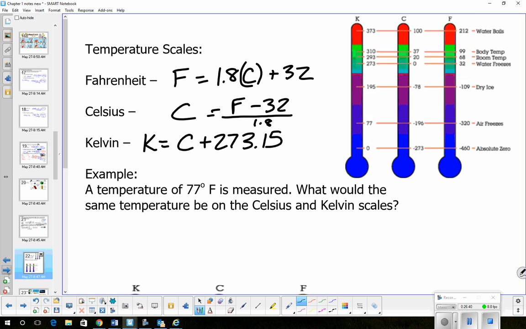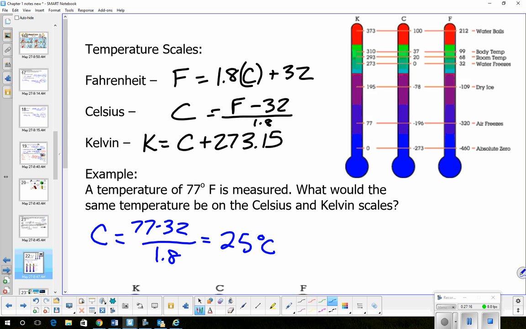Okay, so if we have a temperature of 77 degrees Fahrenheit, what would the same temperature be in Celsius and Kelvin? So we're just going to throw it into the example here and make it work. So to get Celsius, we would go 77 minus 32 divided by 1.8. Get an answer. What do we got? So 77 is a good room temperature, a little hot for me. I like it around 72. So what would it be in Celsius? 25 degrees.